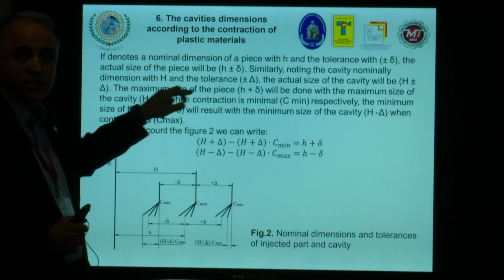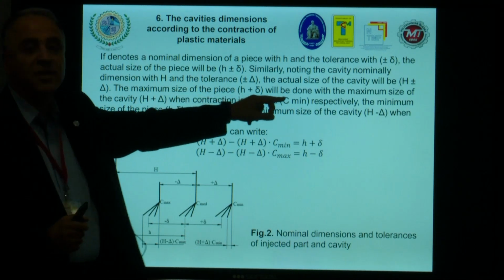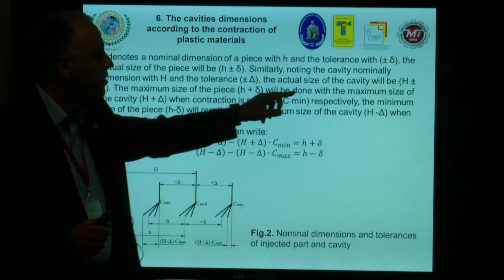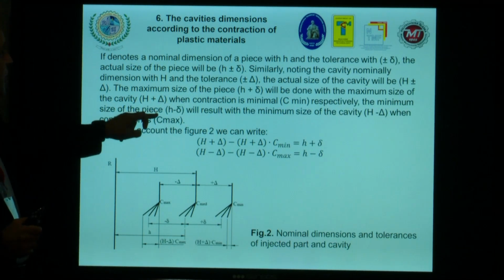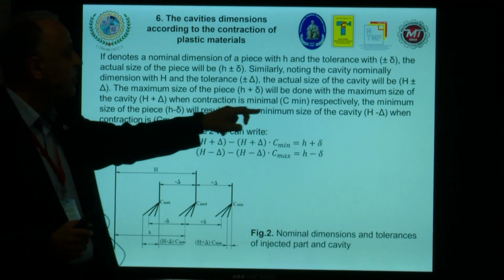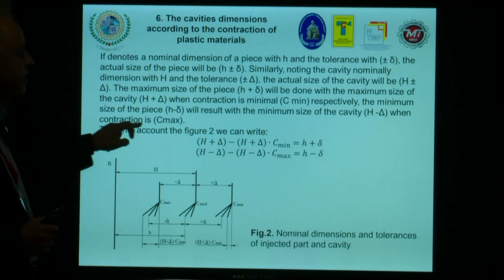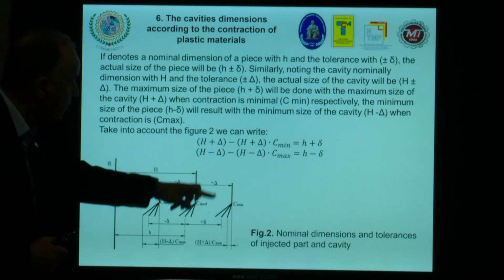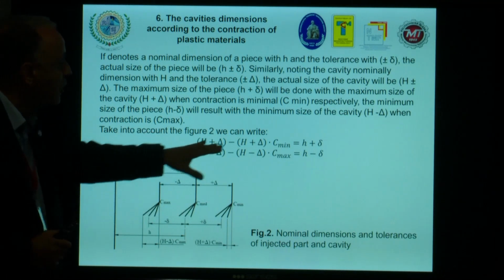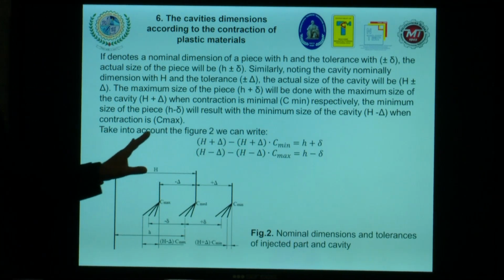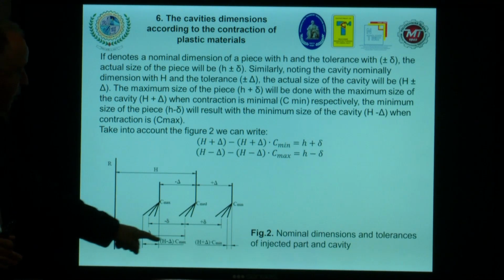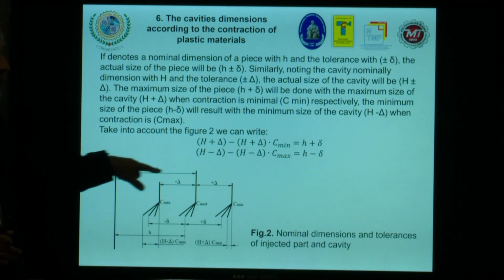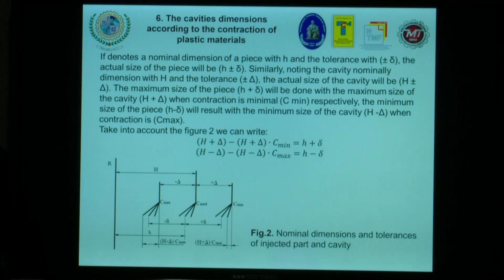This is when the shrinkage is minimum. And the minimum size of the part will result with the minimum size of the cavity when the shrinkage is maximum. We have to take into account figure 2. We can write the relation. It's quite easy, quite simple. You can see the link between the dimensions.